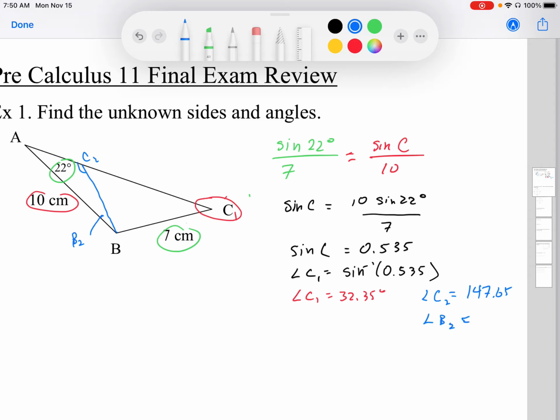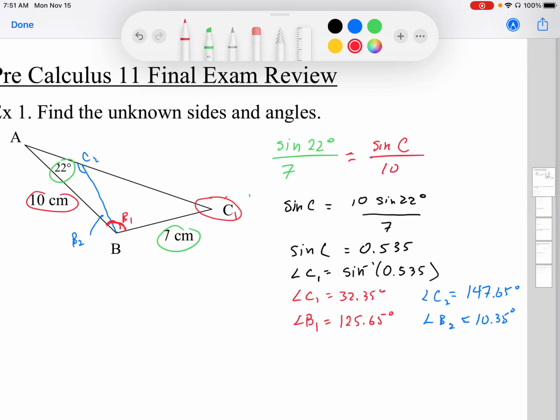So that makes angle B, we'll call that one B2. Angle B2 works out to be, when we add 147.65 to 22 degrees and then subtract from 180, we're going to end up with B2 as 10.35 degrees. And then we'll also work out B1, which would be this angle in here. That whole angle we'll call B1. So angle B1, subtracting from 180, we're going to go 180 minus 32.35 minus the 22 degrees we're given. So that's 125.65 degrees.